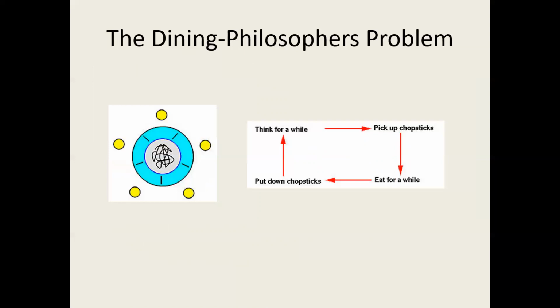So this is the operation. They will think for a while, and when they get hungry, they will pick up the chopsticks and eat for a while. When their tummy is filled, they will put down the chopsticks and start thinking again. Those are the two operations that we need to think about in the dining philosophers problem.